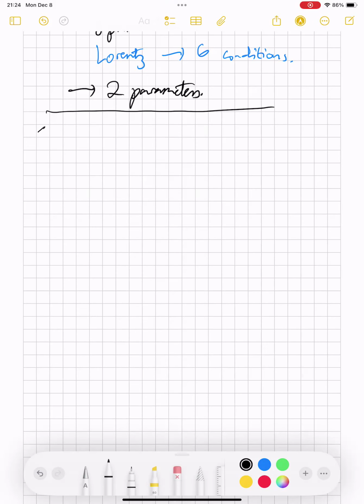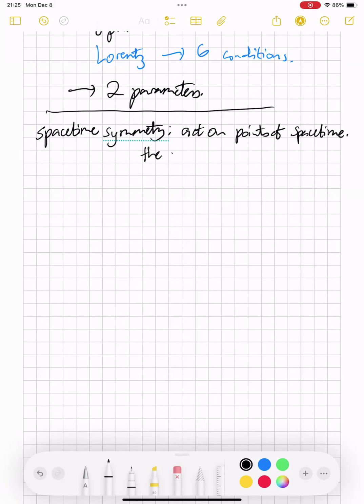So let's just talk about what is a space-time symmetry. A symmetry is always associated with a transformation, and space-time symmetries are transformations that act on the points of space-time. So because of that, the rule for the transformation mixes fields at different points. So let me give you an example.